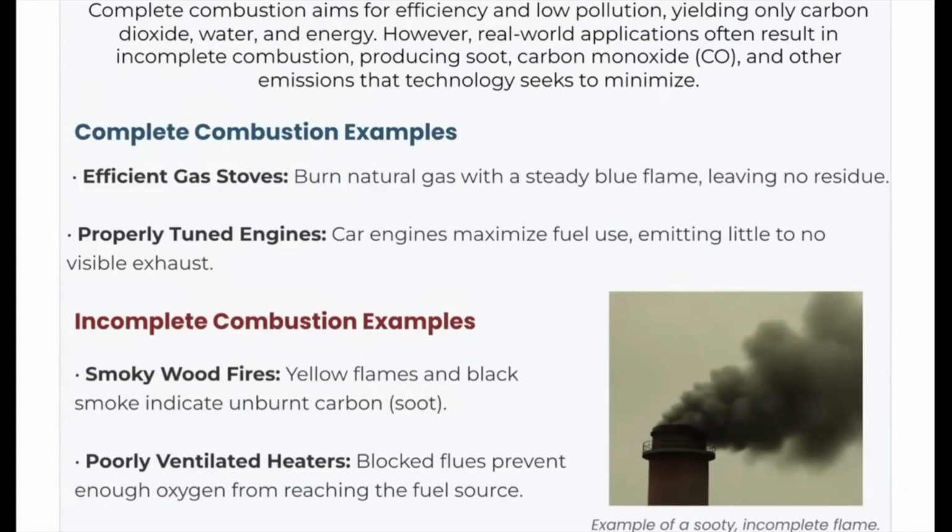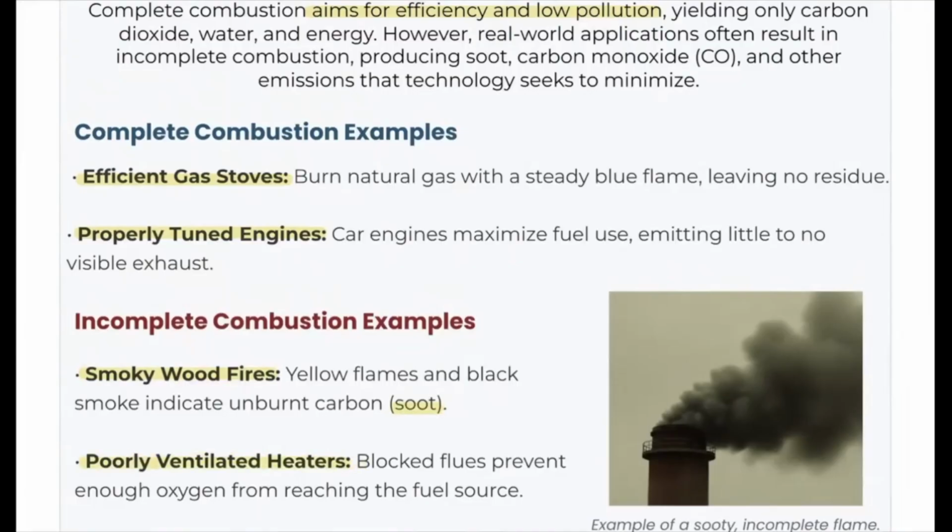Okay, so why in the world does this matter? You see, guys, in the real world, combustion reactions happen constantly. And a complete combustion is ideal because 1, it maximizes energy output, 2, it produces fewer pollutants, and 3, forms only carbon dioxide, water, and energy. And examples include properly adjusted gas stoves, well-tuned car engines that burn fuel efficiently.